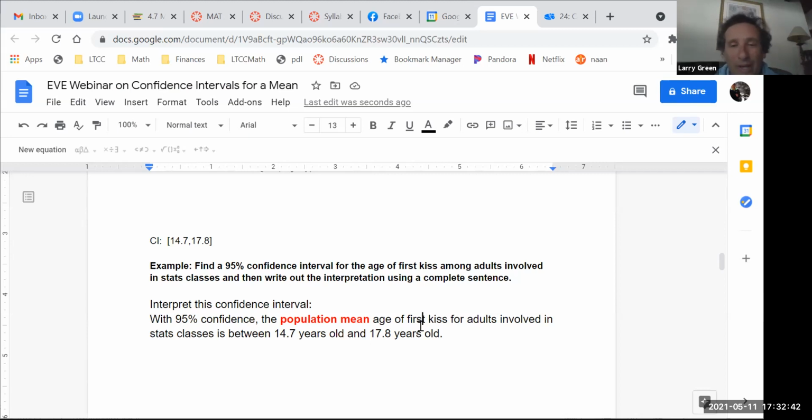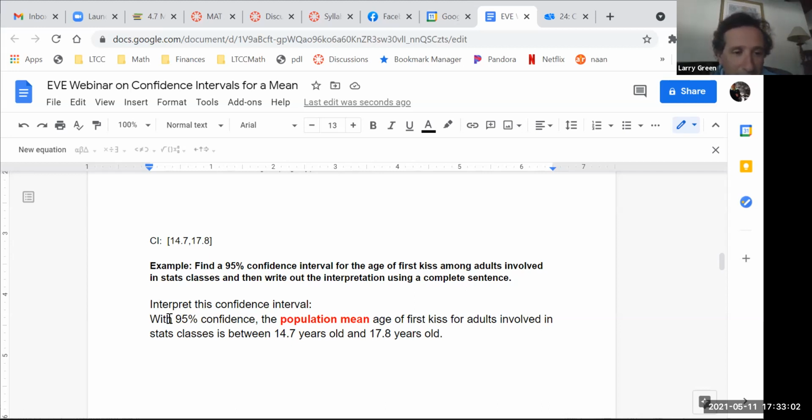Yeah, you'll lose points. That's a guarantee. And if you really didn't get the confidence interval right, but in your interpretation you had the word population mean, I'll give you points. You've got to look at the bright side too. Just remember, put the word population mean in there. That's what it's talking about.